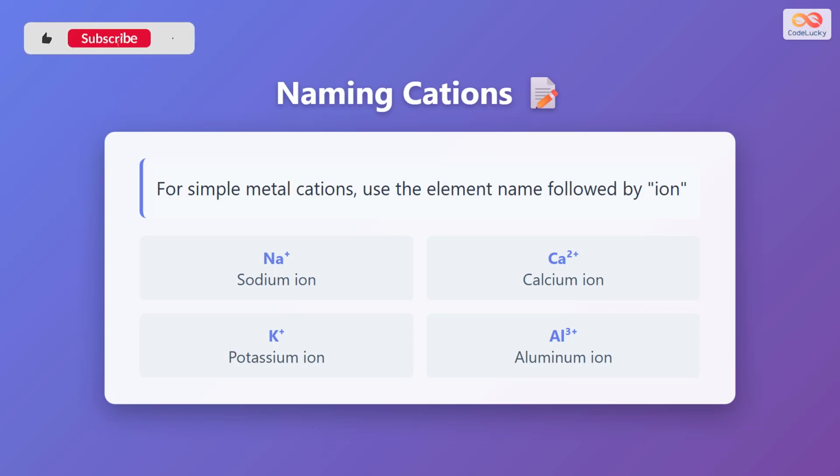Naming simple metal cations follows a straightforward rule. We simply use the element's name followed by the word ion. For example, Na+ is called sodium ion. Ca2+ is called calcium ion. K+ is potassium ion, and Al3+ is aluminum ion. This naming convention makes it easy to identify and communicate about these positively charged particles in chemistry.